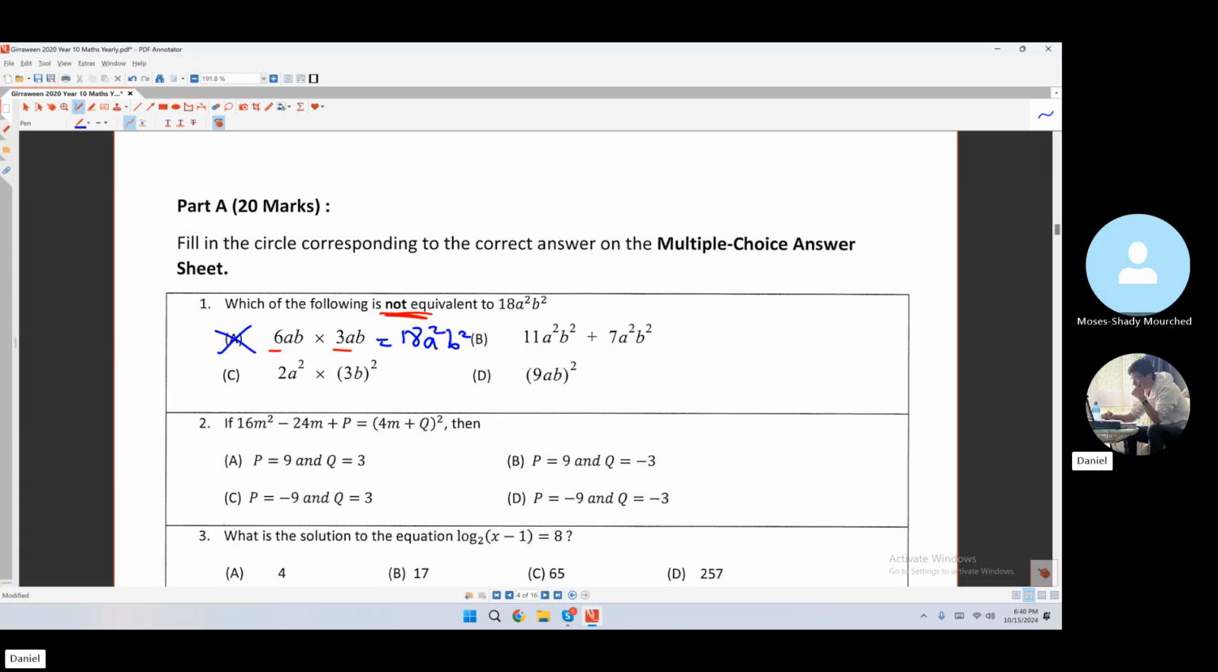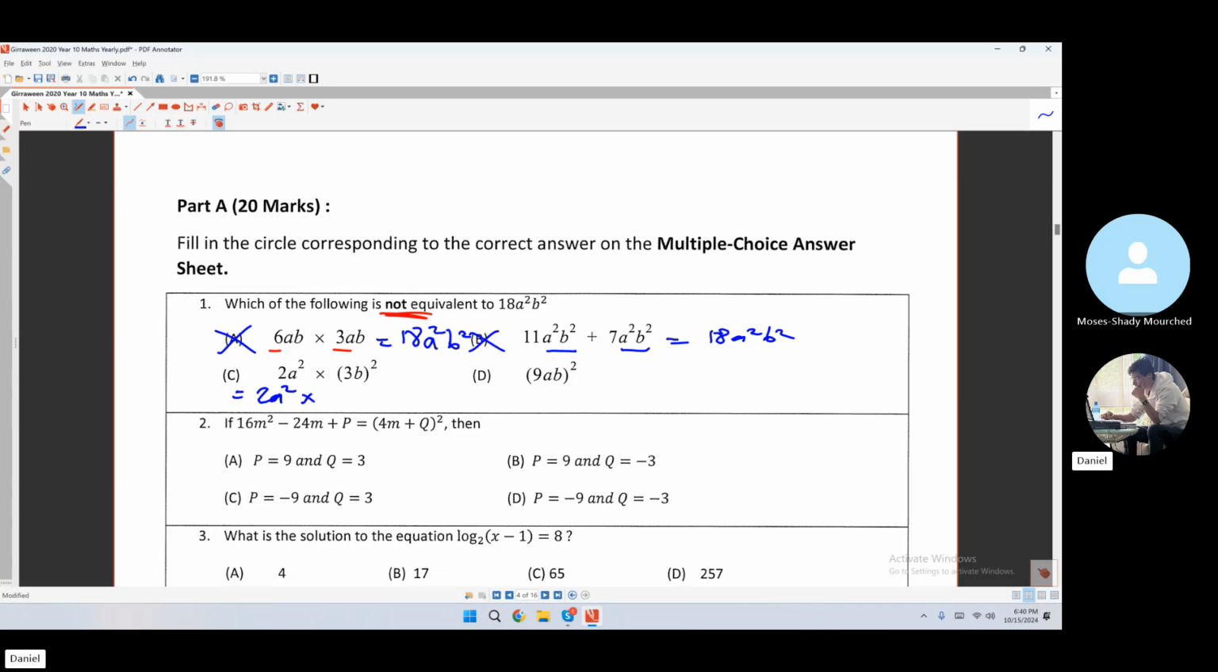What about this one? These two here are like terms, and if they're like terms, you can add them. So 11 plus 7 is 18. 18a squared b squared. That's the same thing as that. So this is not the answer as well. What about this one over here?